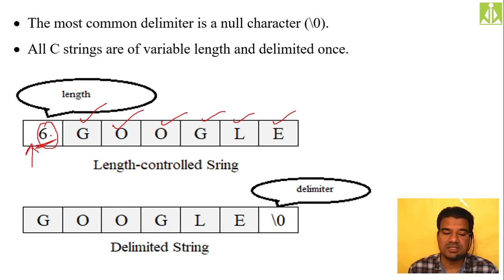So by reading this 6, the compiler will come to know that it has to read up to 6 characters, and after reading 6 characters, the compiler will automatically terminate the reading process. It will automatically stop over here. After reading E, it will stop over here.